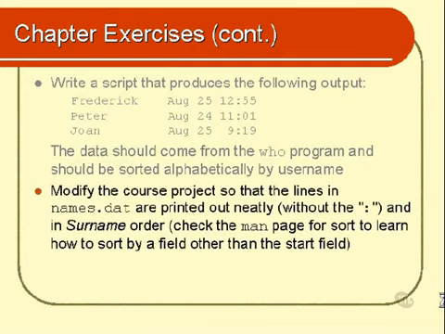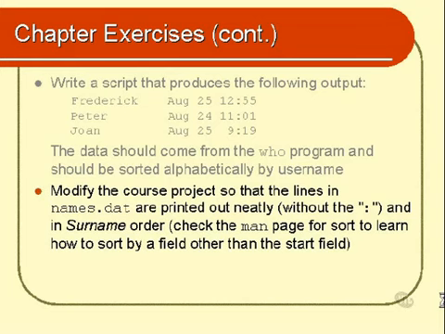Finally, let's modify the course project. There's a bit of a gaping hole in our course project at the moment, in that when we print out the names.dat, it's just a raw dump of what's in the file. But what I'd like to see is it printed out neatly. In other words, get rid of the colons that separate one field from the next, and I'd like them printed out in surname order, and clearly a nice heading would be appropriate as well.